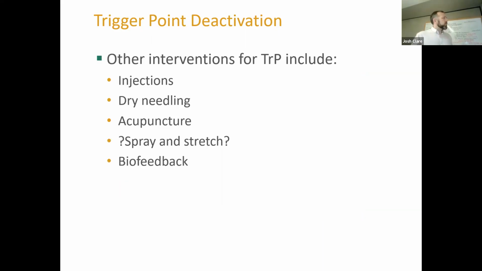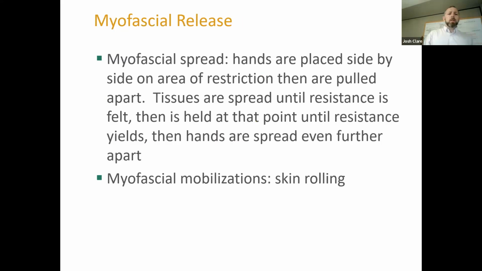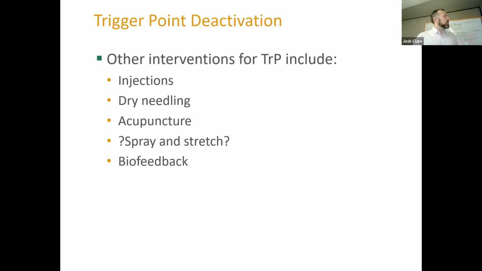Other interventions for trigger points include maybe some injections, dry needling, acupuncture, a little spray and stretch potentially. Biofeedback would be another one. But we're going to try these trigger point release techniques. If you find one, you're going to hold the pressure there, enough pressure that it causes mild discomfort.